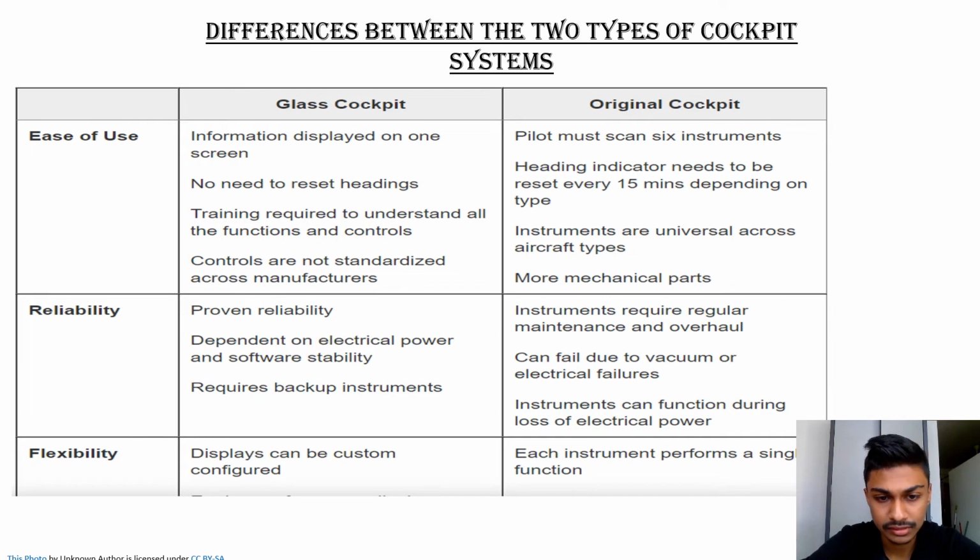Backup instruments are recommended. So for the original cockpit, instruments require regular maintenance and overhauls and can fail due to vacuum or electrical failures, but instruments can function during loss of electric power. So flexibility: the display can be customized and configured, and each instrument in the original cockpit provides a single-line function.